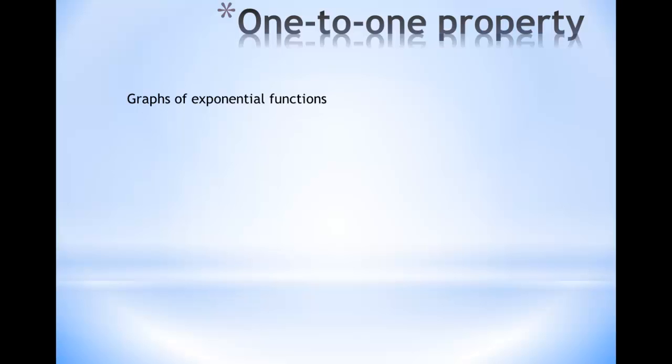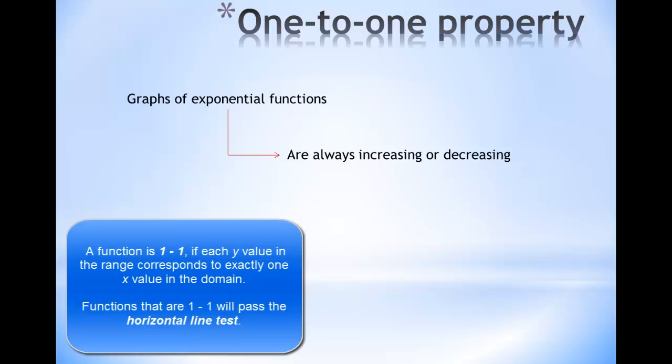Let's talk about this one-to-one property. Let's think about the graphs of the exponential function. They're either always increasing or always decreasing. There was never a situation where we have relative maxes or mins when we just had a true exponential function. It passes the horizontal line test. Remember, the horizontal line test tells me if the function is 1-to-1. And remember what 1-to-1 meant: for each y, there is only one corresponding x in the domain.